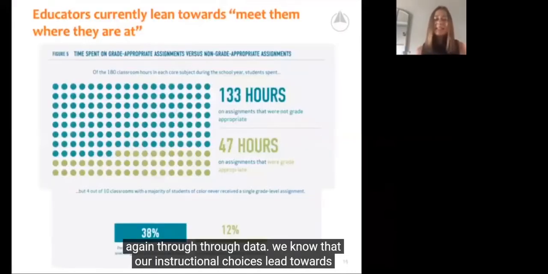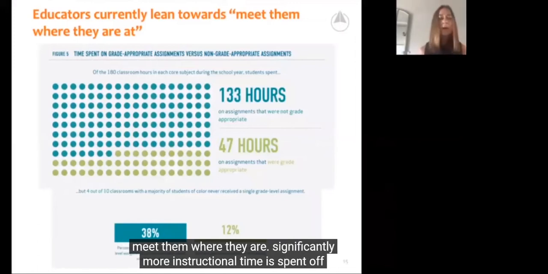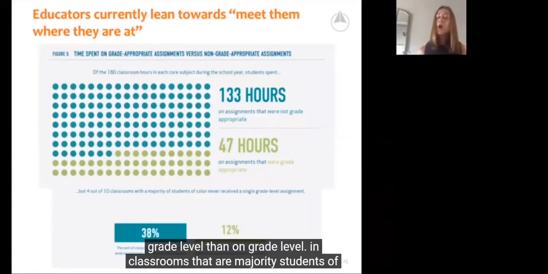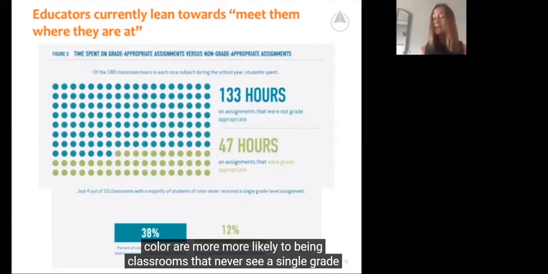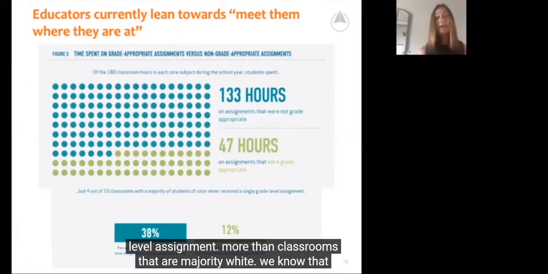So we see this again through data. We know that our instructional choices lead towards meet them where they are. Significantly more instructional time is spent off grade level than on grade level. Classrooms that are majority students of color are more likely to never see a single grade level assignment, more than classrooms that are majority white.